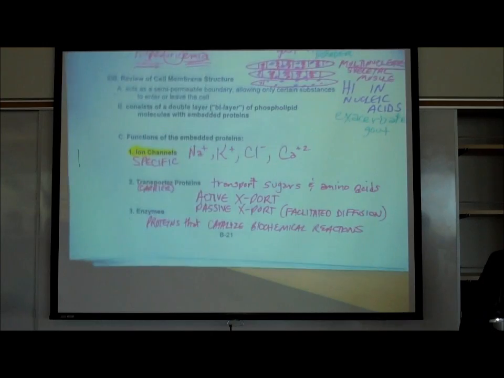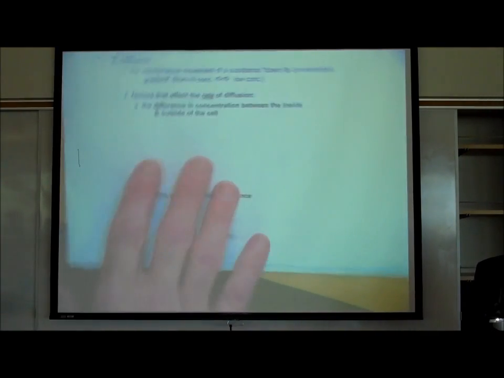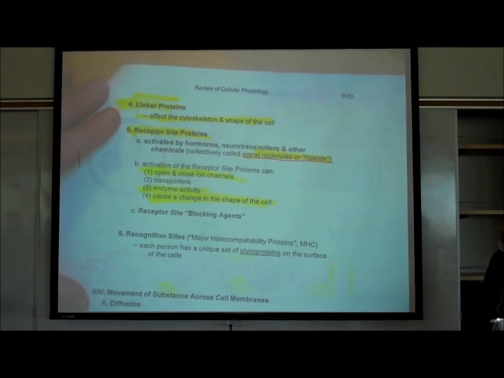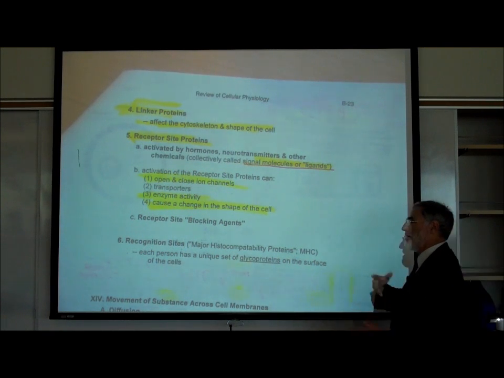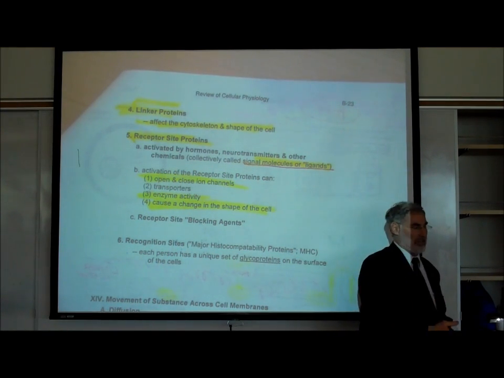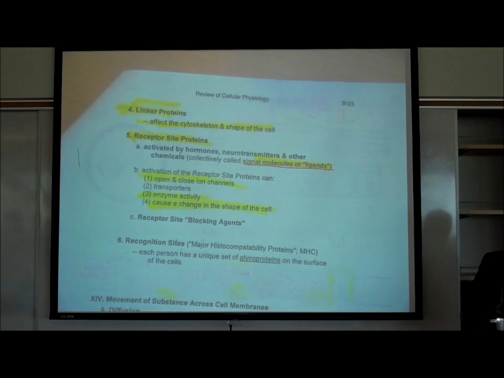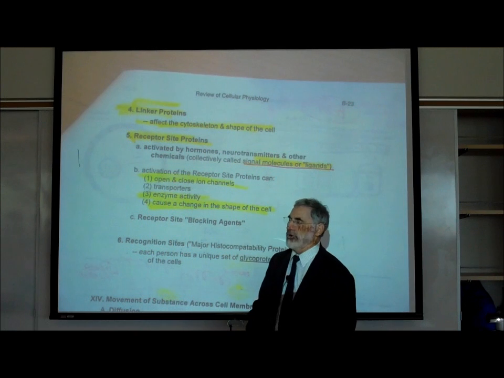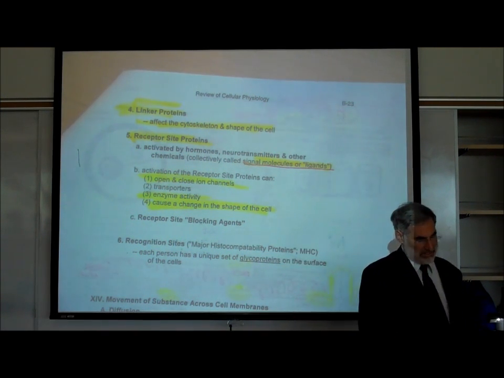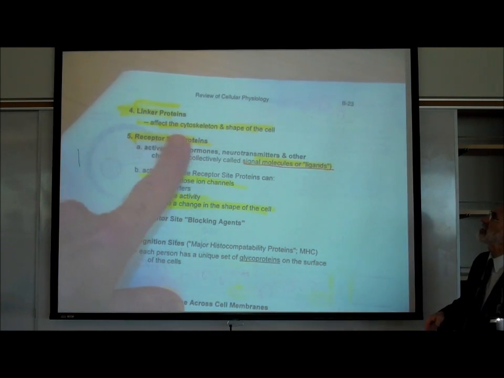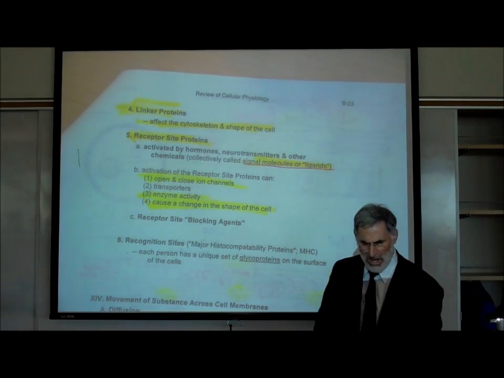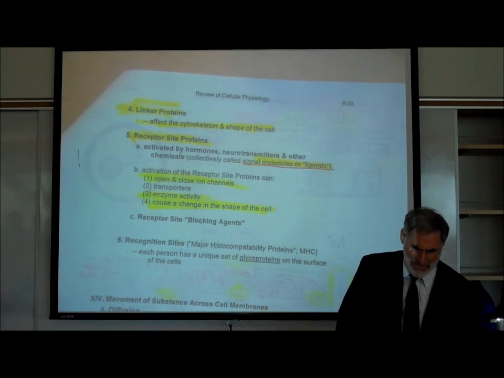Everybody got this? Okay. Now, on page B23, what's another role of proteins? If you've had biology, you certainly learned about some of these proteins acting as enzymes, as ion channels, as transporter proteins. You may or may not have heard of linker proteins. I wrote that linker proteins affect the cytoskeleton and shape of the cell. So our first thought is, what does that mean?